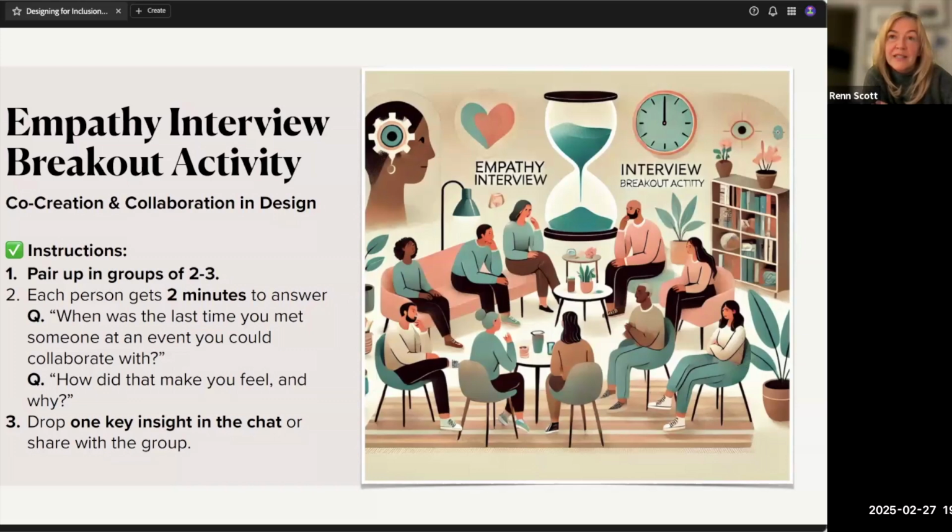You don't see their faces. You might be speaking to a large group of people and only have acronyms in front of you. So this is certainly, let me ask someone else. Any thoughts on when was the last time you met someone at an event that you could collaborate with? Anyone else like to verbally share?